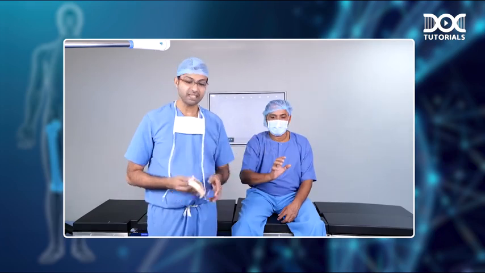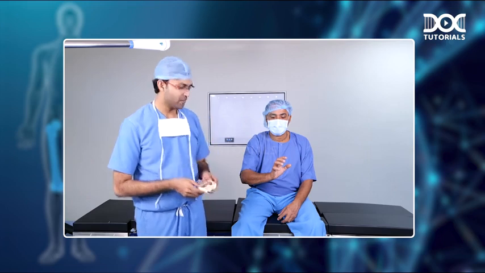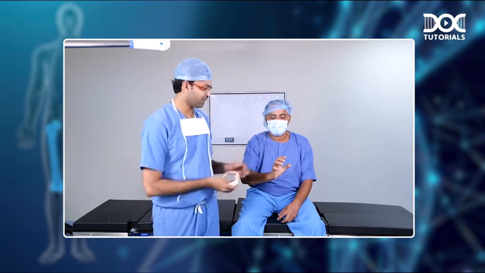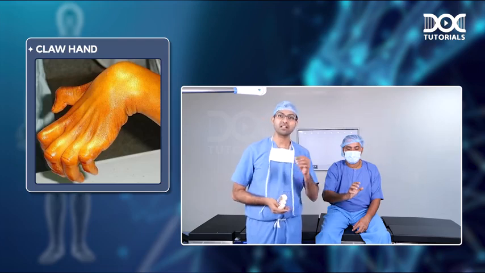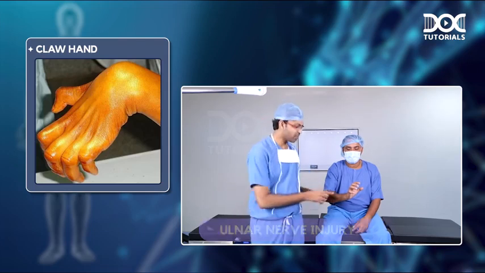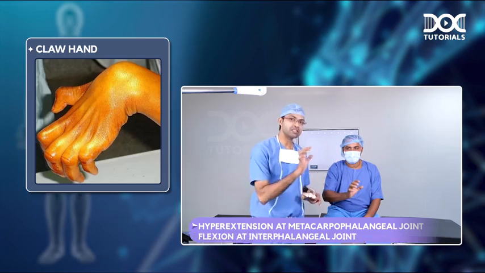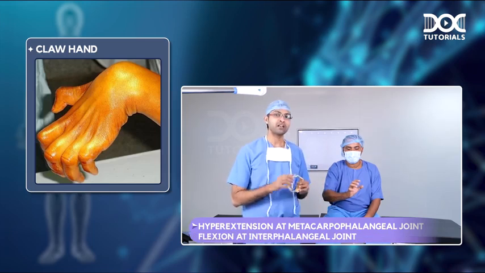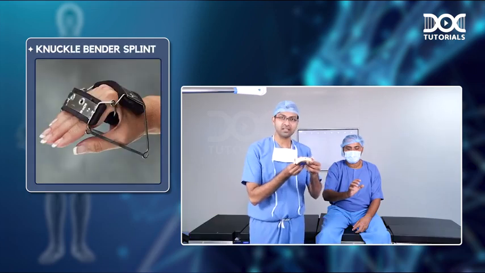Now let's look at the next important splint that we use for a nerve injury again. So which condition is this? This is obviously your claw hand, isn't it? Which is seen in association with an ulnar nerve injury, where you have hyperextension at the metacarpophalangeal joint and flexion at the IP joint. And for correcting this deformity, we use this splint. This is what we call the knuckle bender splint.